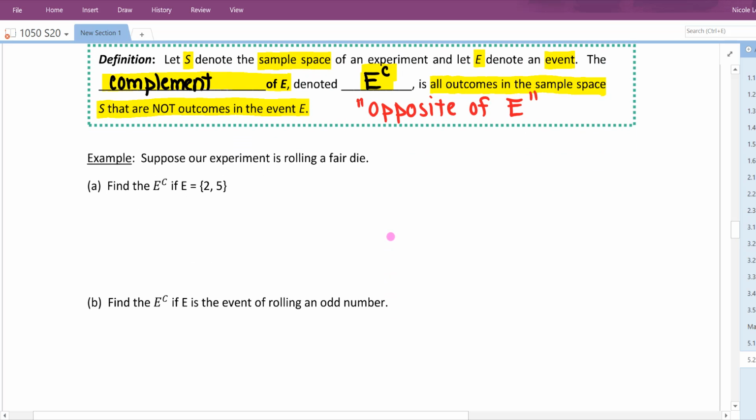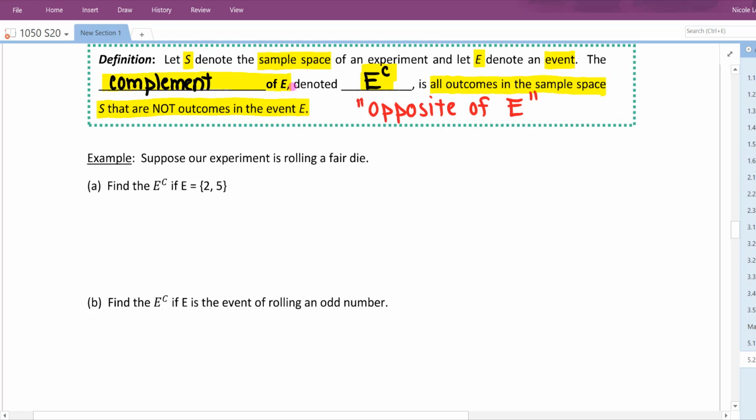Okay, so let's look at a couple of examples of finding the complement. Suppose our experiment is rolling a fair die. For part A, it's asking us to find E^C, the complement, if inside our event E are the two outcomes 2 and 5. If you look back at the definition for complement, you can see that the sample space was a big part of that.